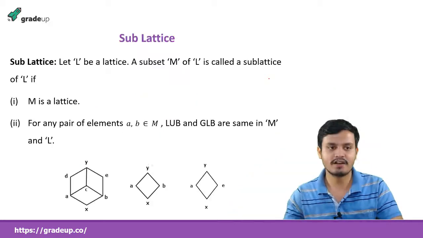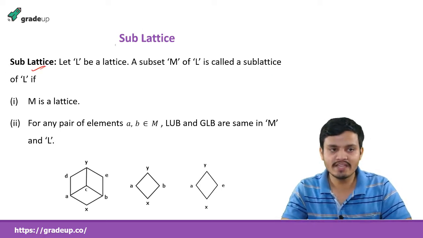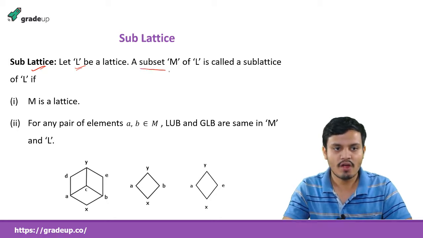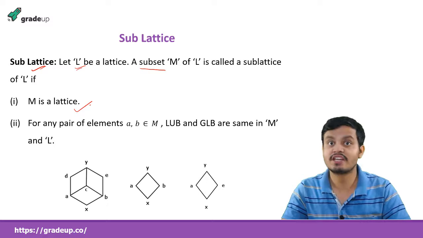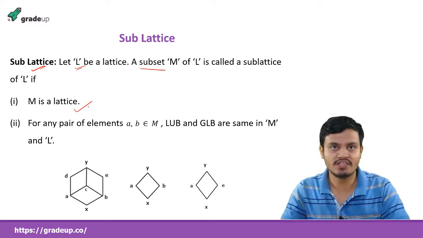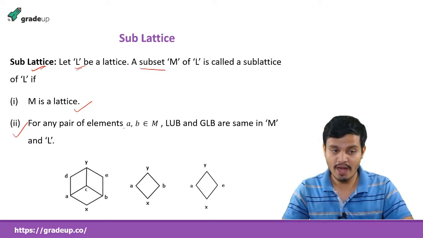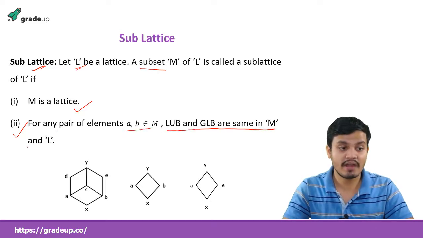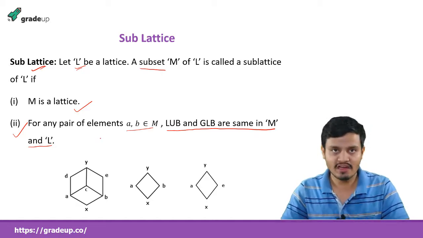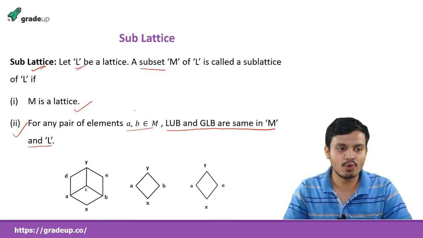Okay, so let's start. Sublattice. What is a sublattice? Any subset M of L, if you have a subset M, it should first of all be a lattice. That means for every pair you must have LUB and GLB, and the second condition is that for every pair of elements A, B belonging to M, and A, B belonging to L, LUB and GLB are the same in M and L. So whatever the LUB in L, that should be the same LUB and GLB in M also. You must remember that because that is really important.